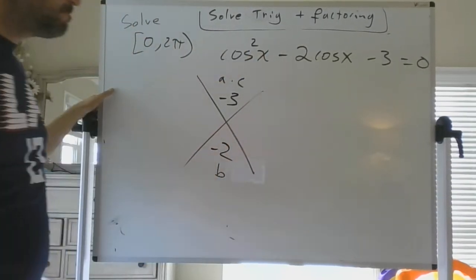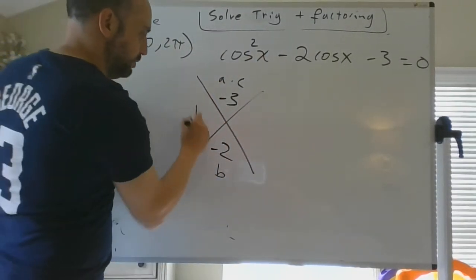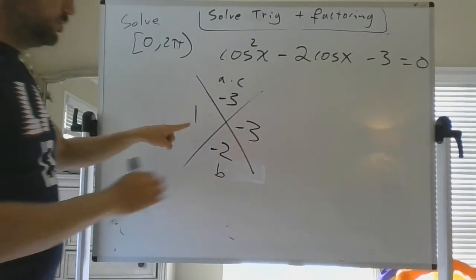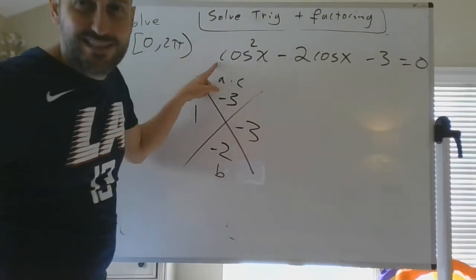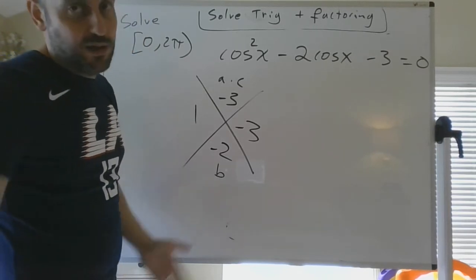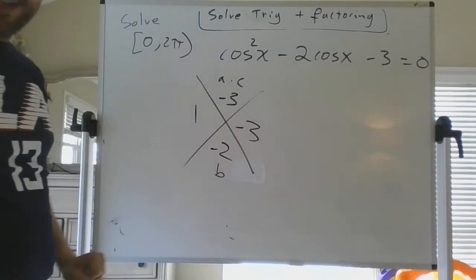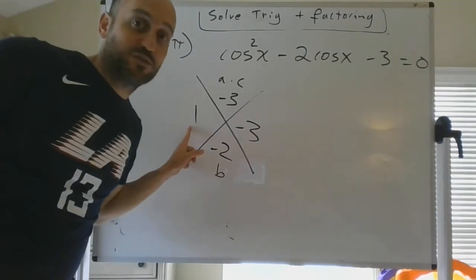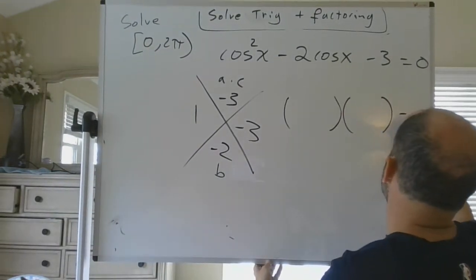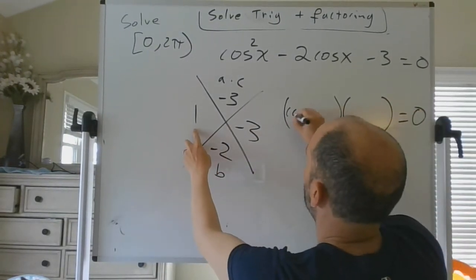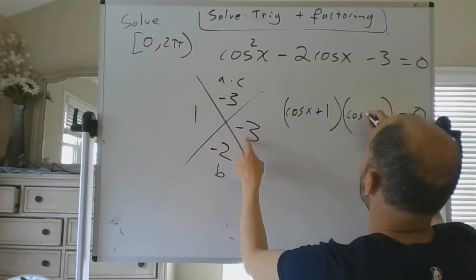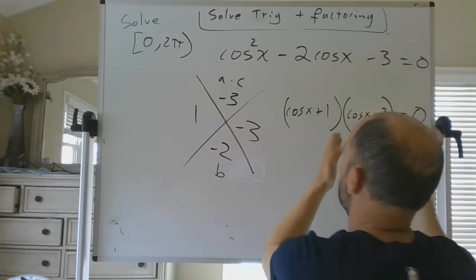So let's figure it out. How do I get negative 3? Well, I get 1 times 3. Who has to be negative? It has to be the negative 3 here. Normally, I would divide by our a, but since our a is 1, it doesn't change anything. That's it. We did x method factoring. So now we actually have to write this out. I'm going to write it based off how I have it: cosine of x plus 1, cosine of x minus 3 equals 0.